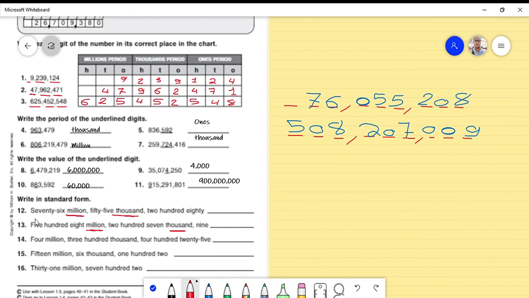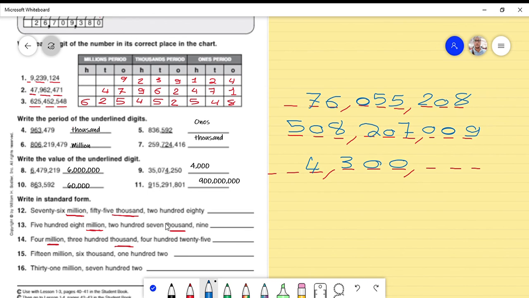Look at number 14. 4 million. What is the next? 300,000. 425. Look: ones, tens, hundreds; ones, tens, 100,000; ones, tens, 100 million. Okay, so here is 4 in the million, 4 in the ones of million. So 4 million. 300 in the thousand.